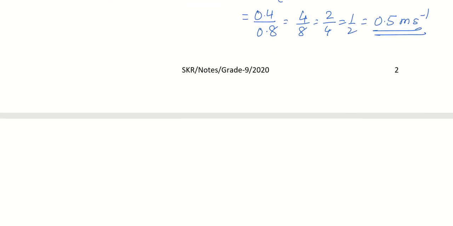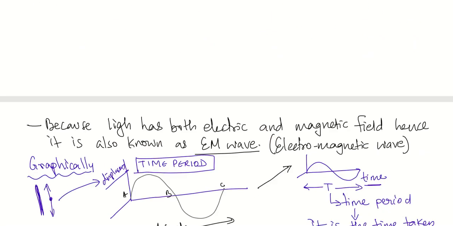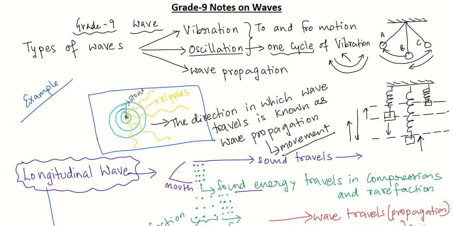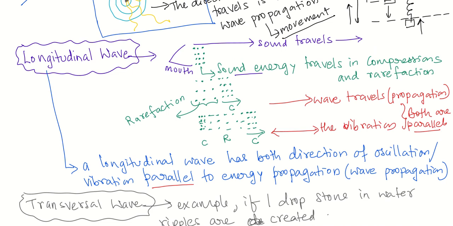Now we are done with the wave. If you go again from the beginning, you can see the types of wave we have seen. Oscillation means one full cycle. You know the longitudinal wave now, where you have wave propagation and wave vibration. Your wave is vibrating like this, as with sound in the air, and the wave is moving this way. Both are parallel, that is why it is called longitudinal.